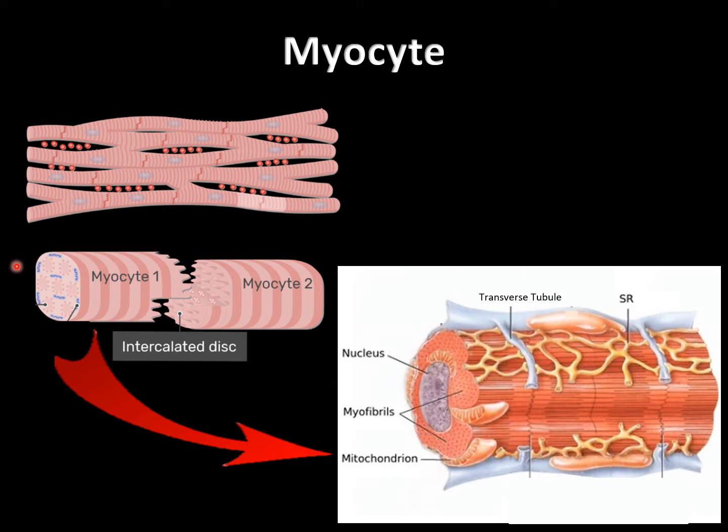So here we can see in myocytes there is nucleus, there are myofibrils, that is actin myosin fibers overlapping each other, mitochondria, sarcoplasmic reticulum. So sarcoplasmic reticulum is also known as intracellular calcium store because lot of intracellular calcium is accumulated in this organelle, and there is this inward projection of plasma membrane, finger-like projection. These are called transverse tubule.